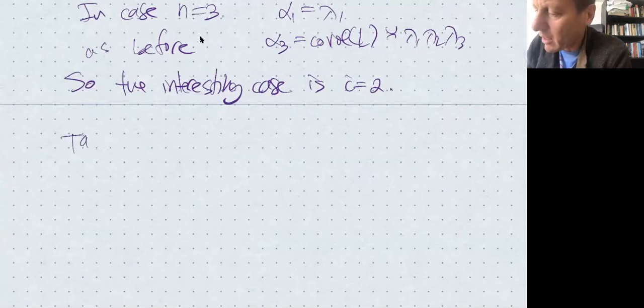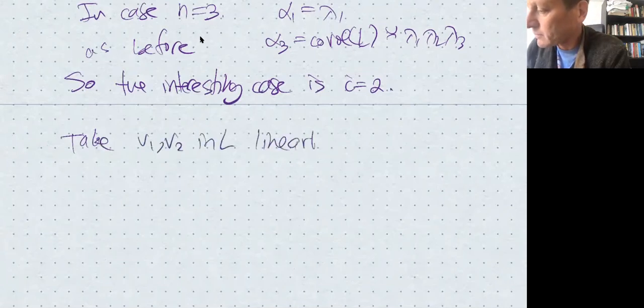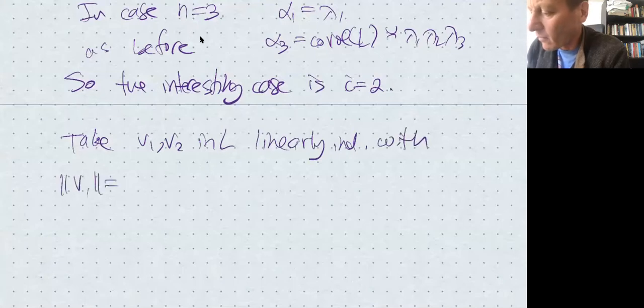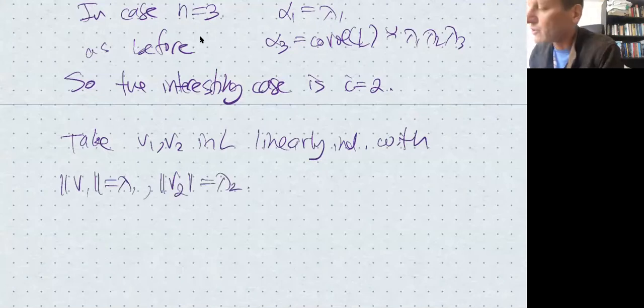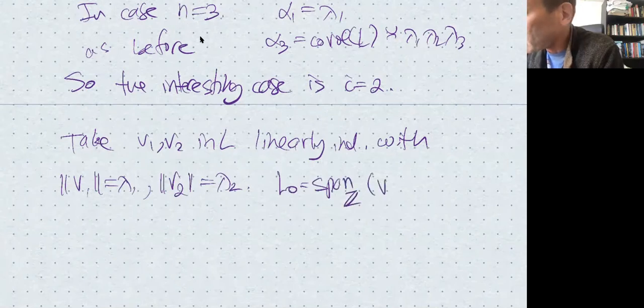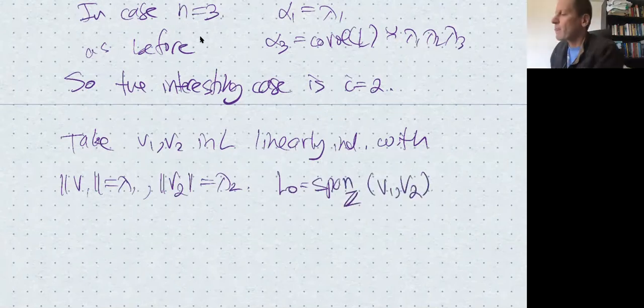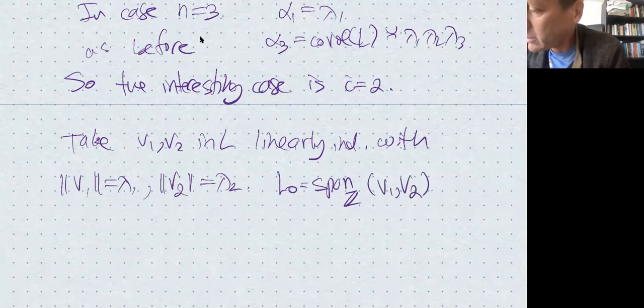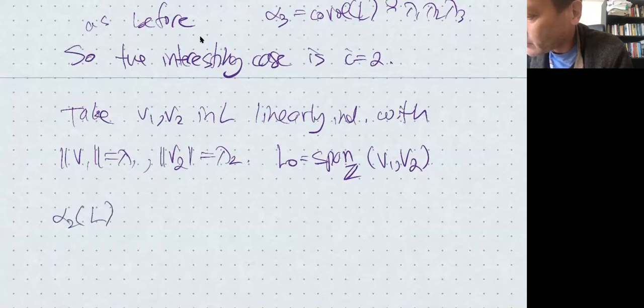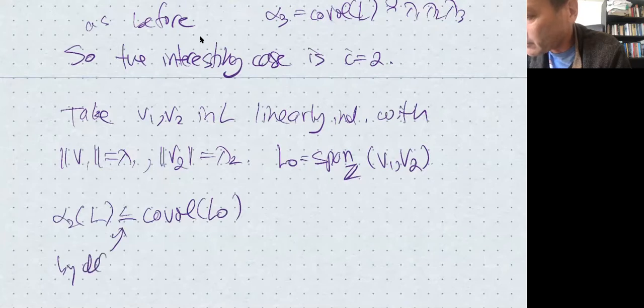So let's take V1, V2 in L linearly independent, realizing the Minkowski successive minima for this lattice L. Let's call those V1, V2, and let's let L0 be the span over Z of V1 and V2. So L0 is some additive subgroup of rank 2 in L. And so alpha 2 of L is less than the co-volume of L0. This is by definition of alpha 2.